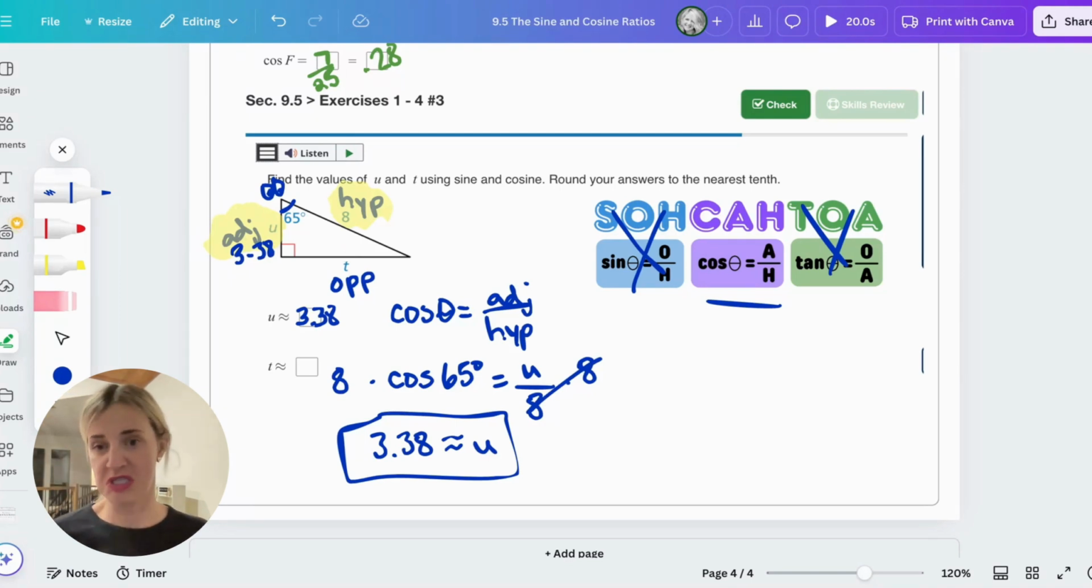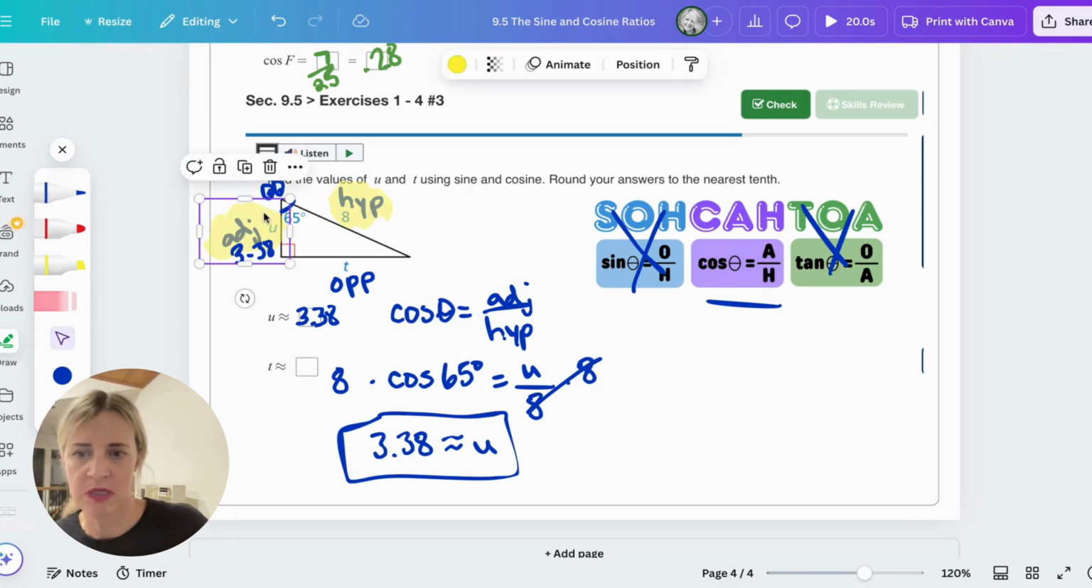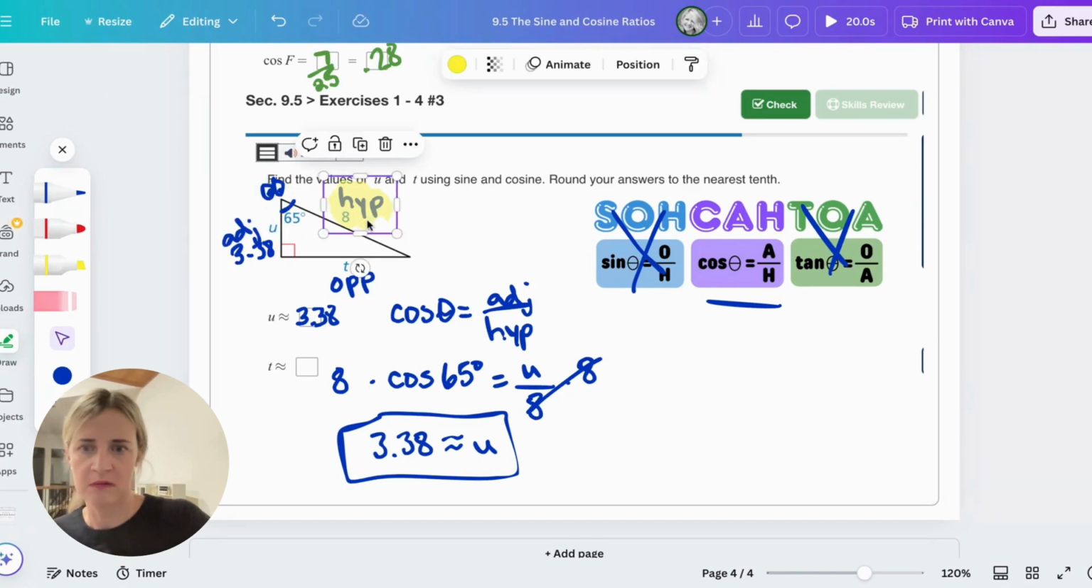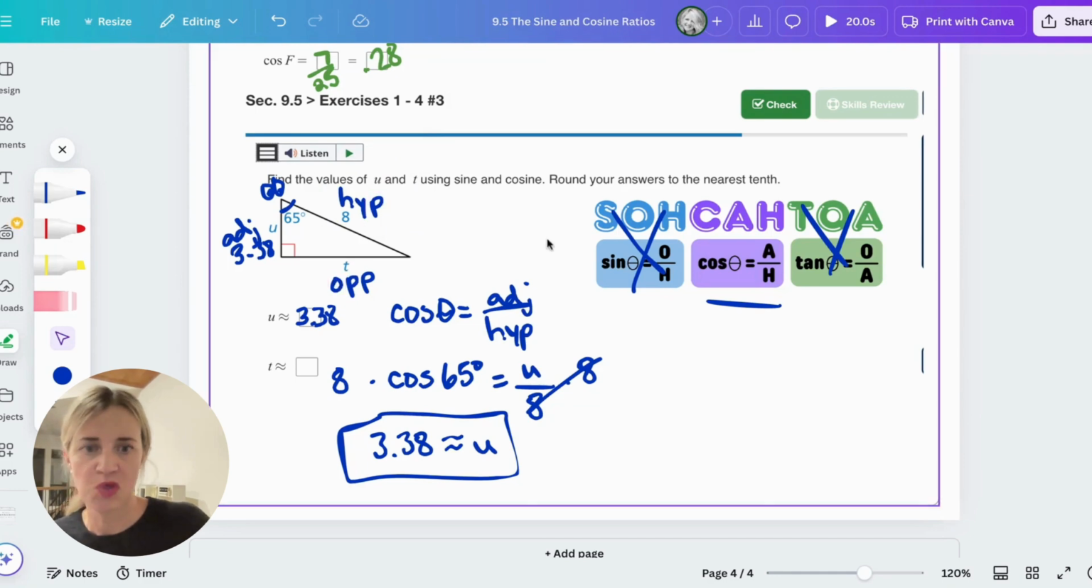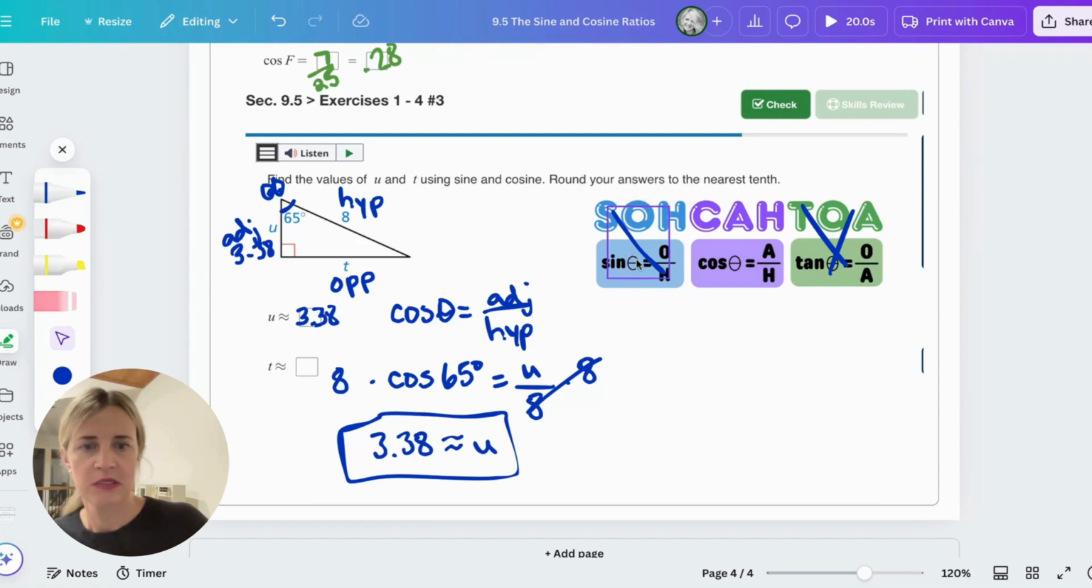We could actually just do Pythagorean theorem. 3.38 squared plus t squared equals 8 squared. Solve it for t. That is taking a rounded number and going through and rounding it even more. So not going to give you the most accurate answer, but it works. But let's just, because I want to keep working on these types of problems where we are solving using trig, I want to go through it using trig.